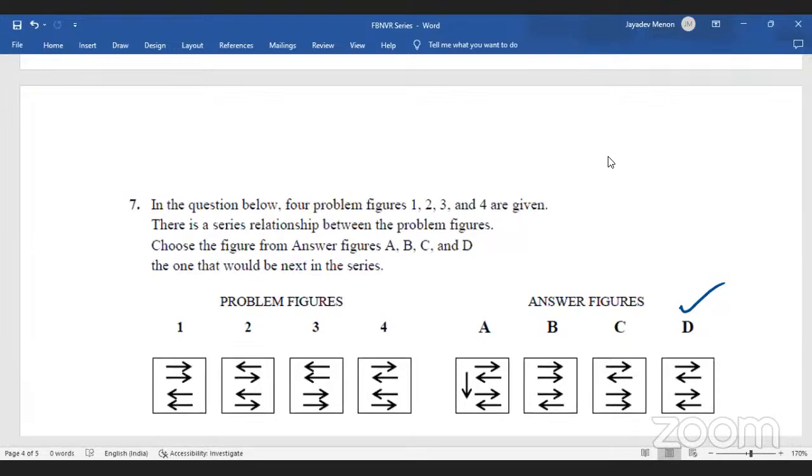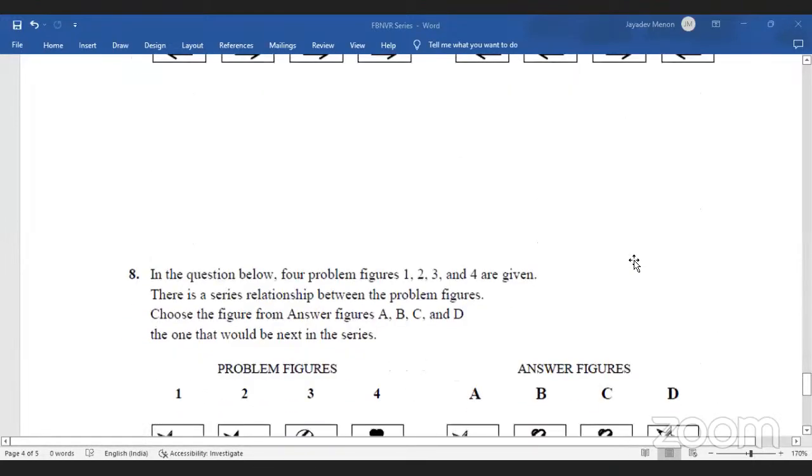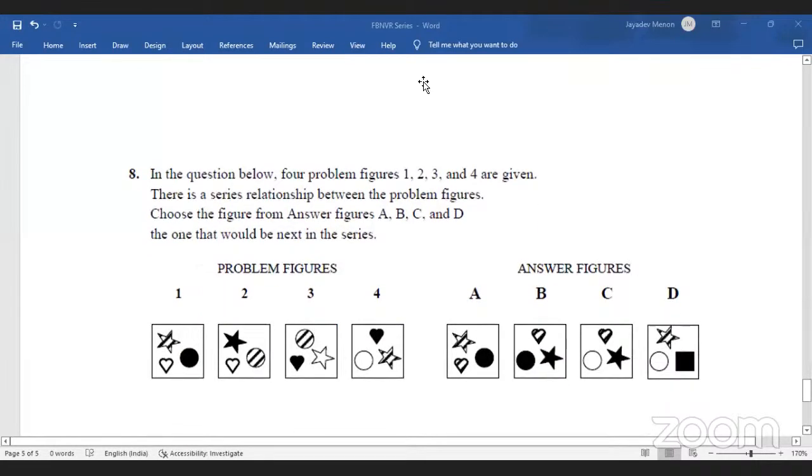In the problem figures, in each figure, we have 2 arrows towards right and 2 arrows towards left. In the same way, if you are looking at the answer figures, only option D has 2 arrows towards right and 2 arrows towards left. So option D is the answer. Now the next question.